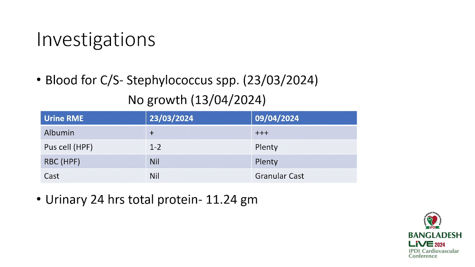And blood culture, which was done outside Dhaka city, revealed growth of Staphylococcus species, but in Dhaka city we did blood culture again, which shows no growth. Urinalysis initially was normal, but with time there was significant albuminuria with presence of plenty of pus cells, RBC, granular cast, and also 24-hour urinary total protein was 11.2 gram.